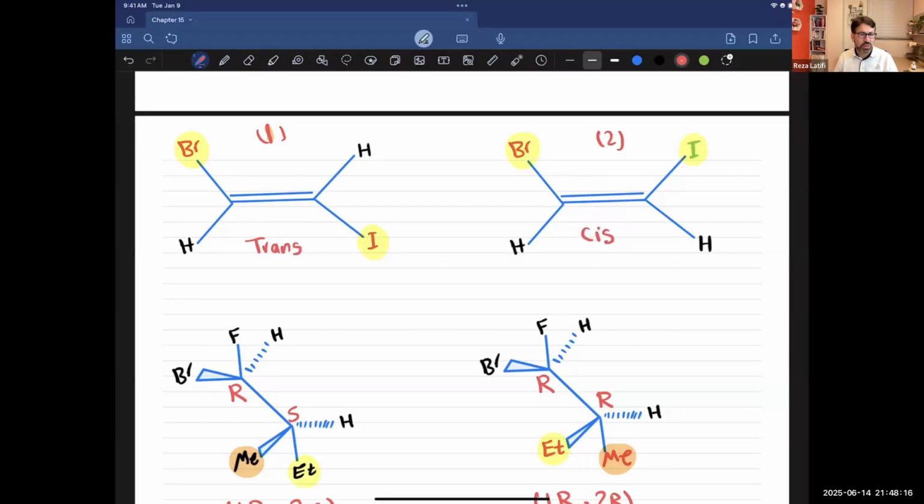Now, these two have the same formula. The only difference between them is the position of the iodide in space. What's the relationship between them? If you're dealing with two isomers where the only difference is that one is cis and the second one trans, we say these two are diastereomers. That's one case. So cis and trans will always be diastereomers.